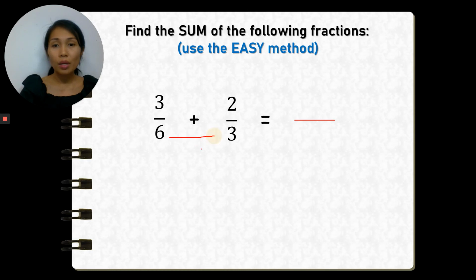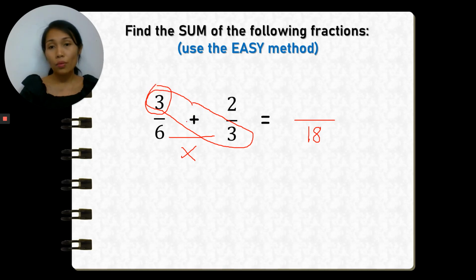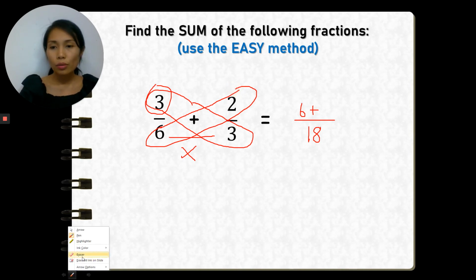To get the denominator, we multiply the denominators 6 and 3. So 6 times 3 equals 18, right? Now we got the denominator 18. Now let's proceed with the numerator. Let's always start with the numerator with the first fraction. 3 plus 3 equals 6. And then plus 2. Oh, no. Not plus, times. Sorry. Should be times. Pardon with this one.